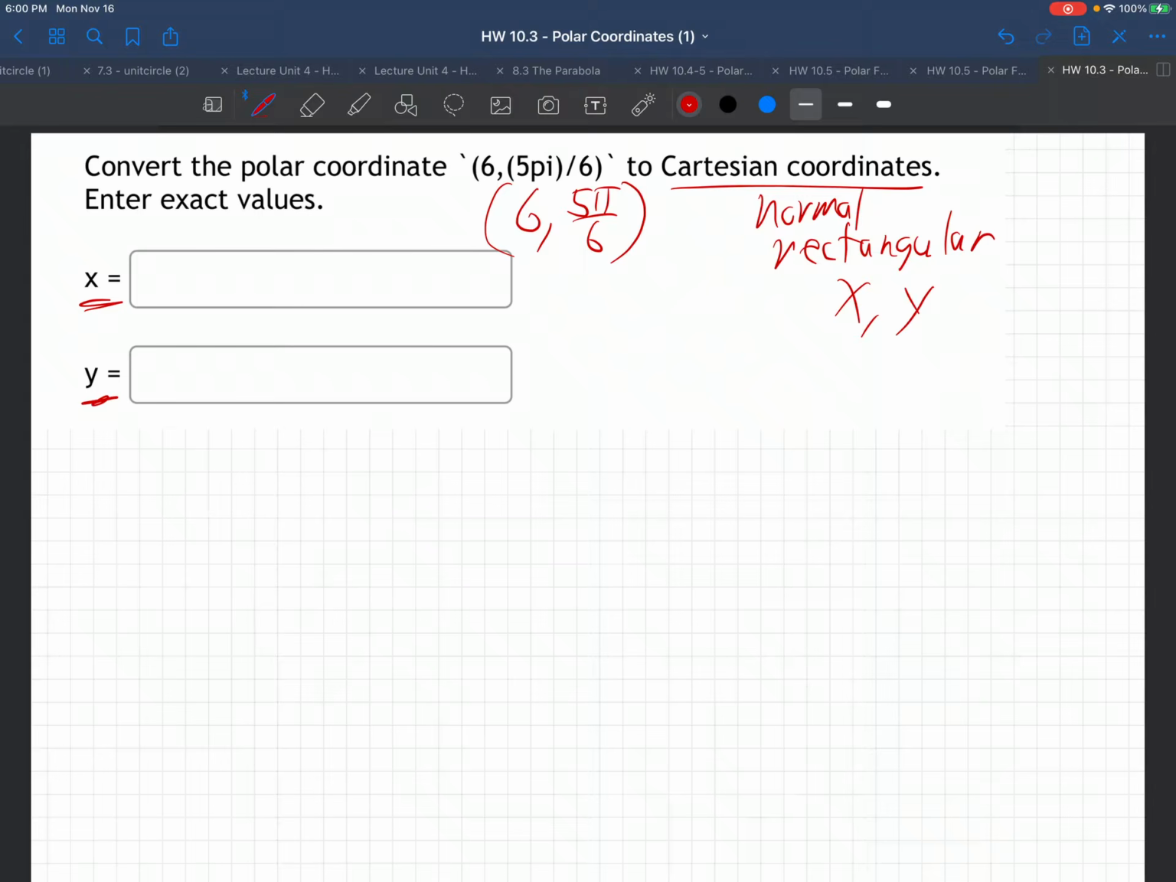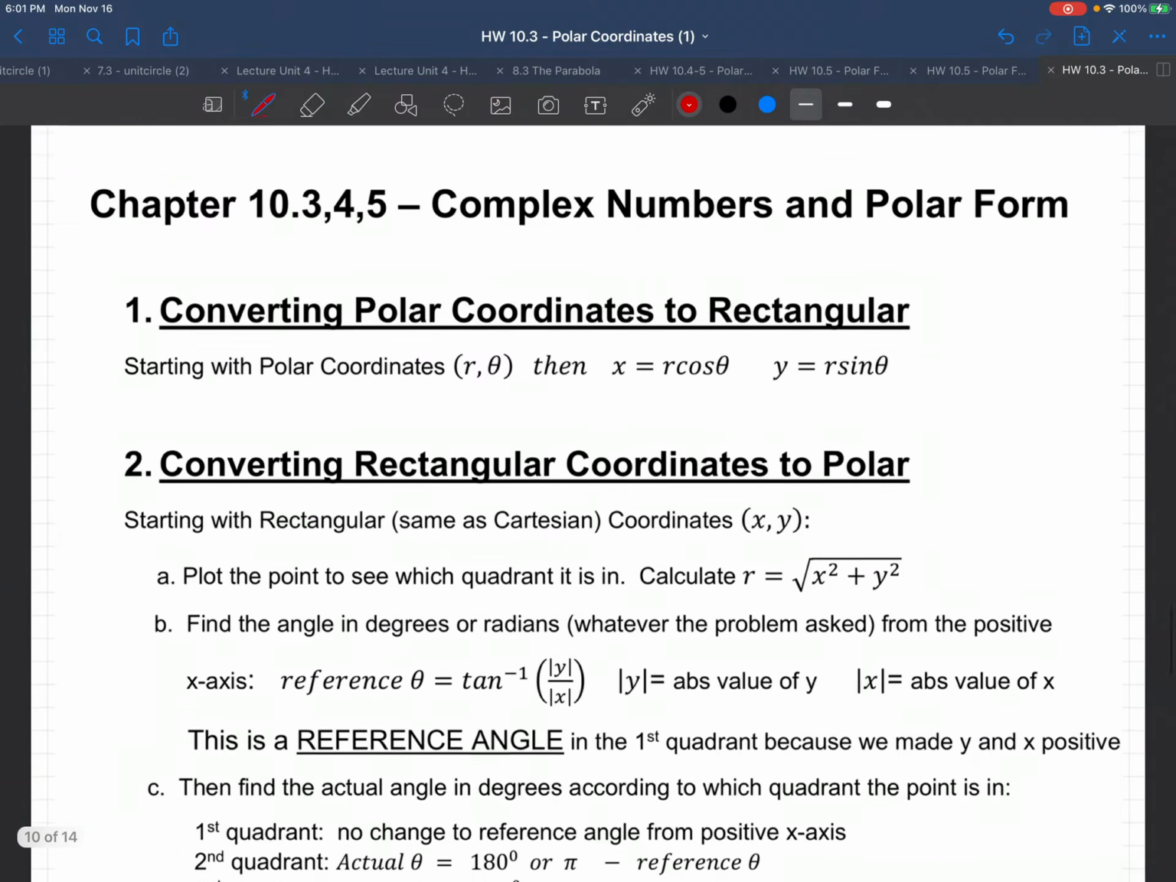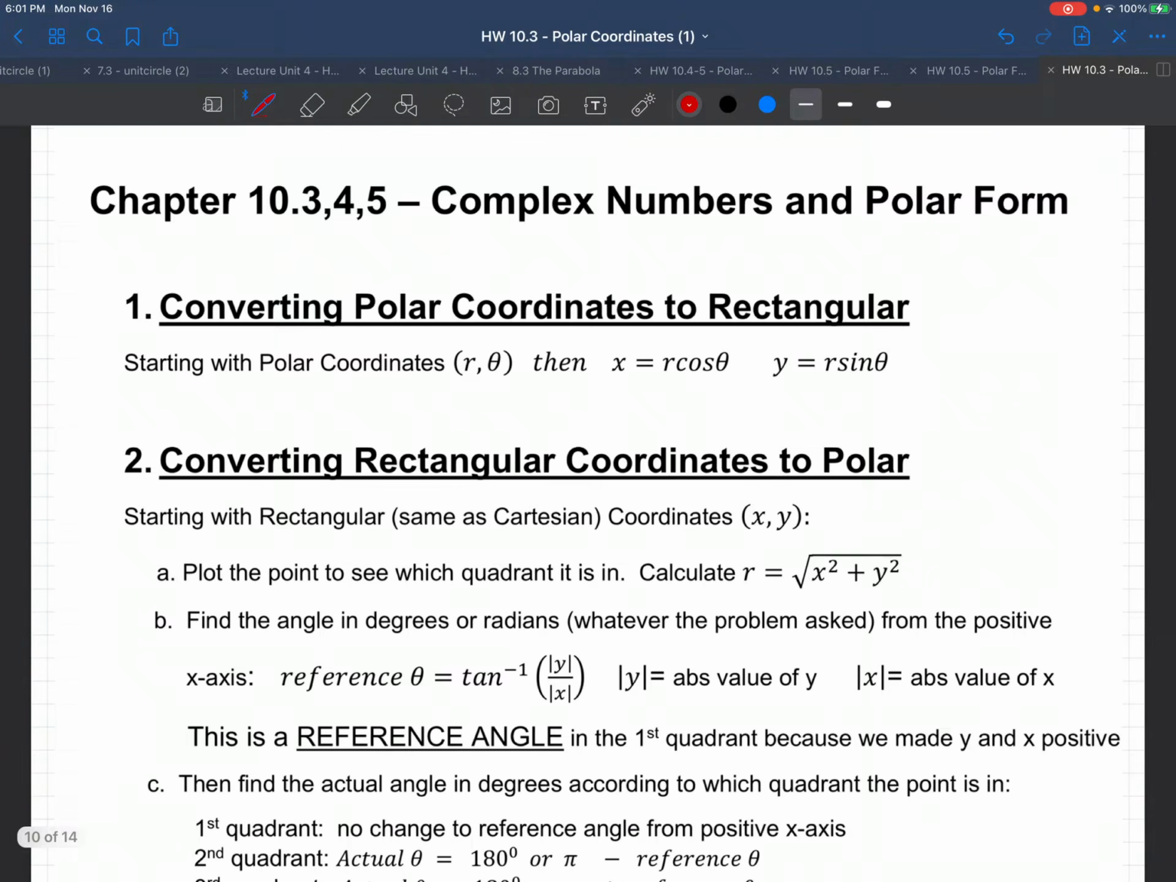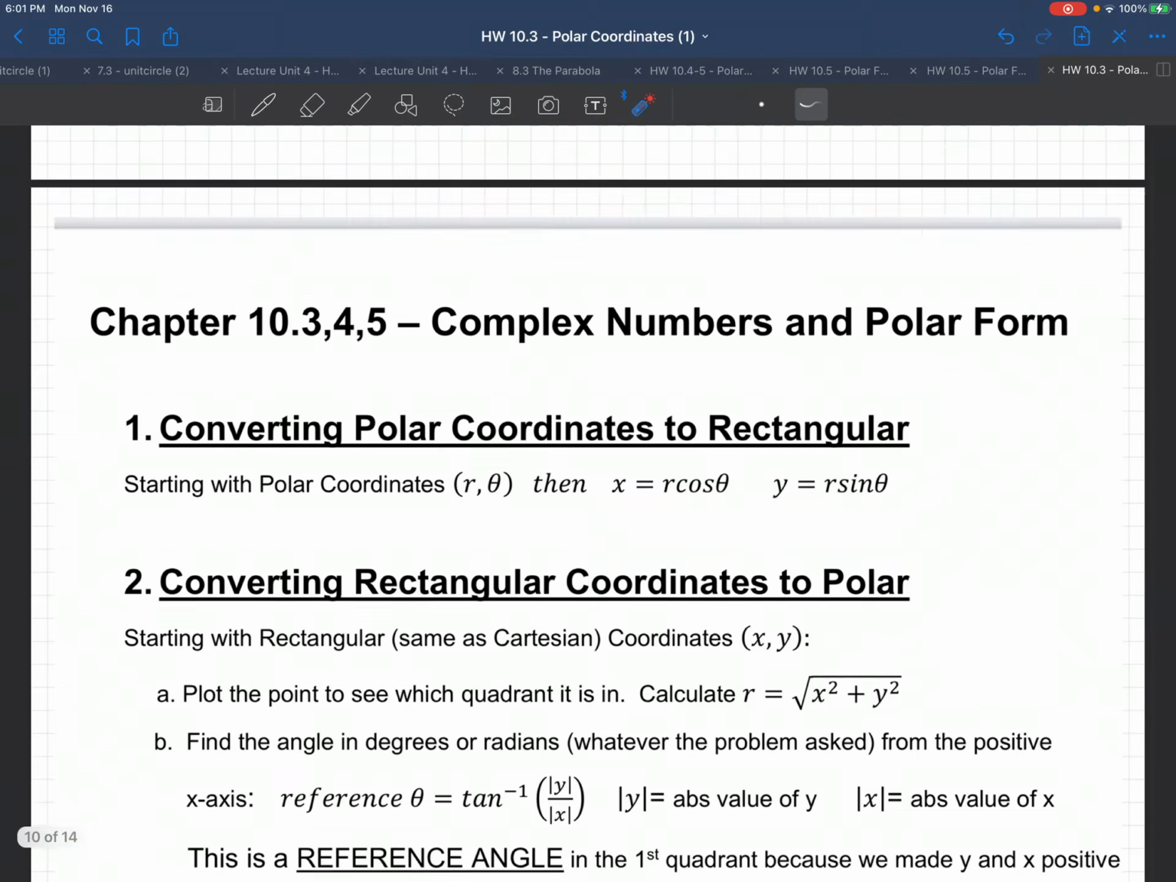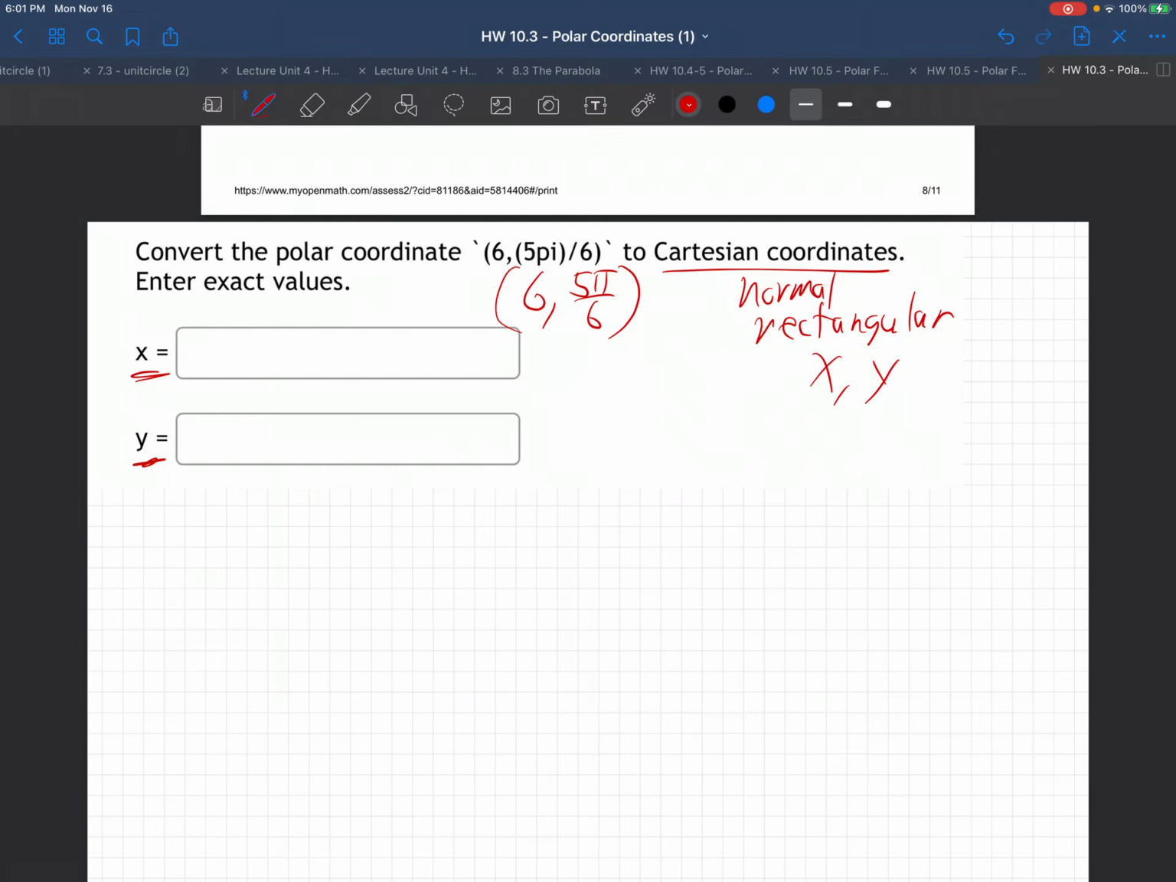Well, if you go to the notes that I provided for you at the top of Module 5, the Chapter 10.3, 4, 5 notes, you'll see converting polar coordinates to rectangular. You start with the polar coordinates r, theta. x is r cos theta, y is r sin theta. So I go, oh, okay. The x is r cos theta, so it'll be r. Oh, and by the way, this is the r and this is the theta. So r is 6, cosine 5π/6.